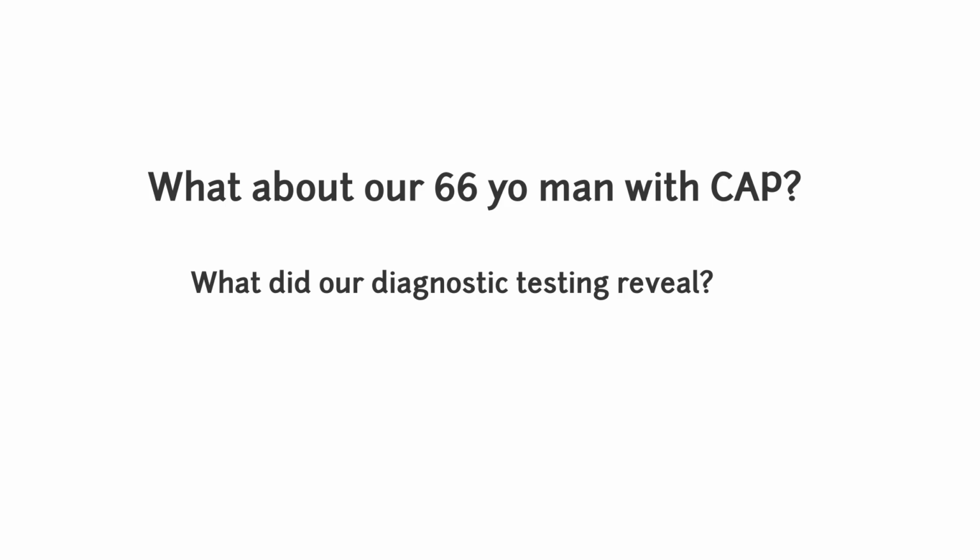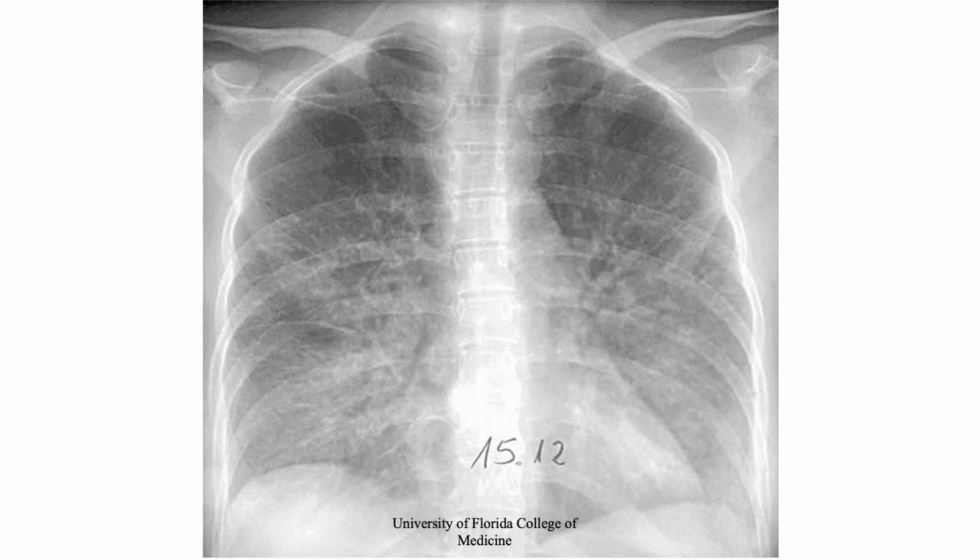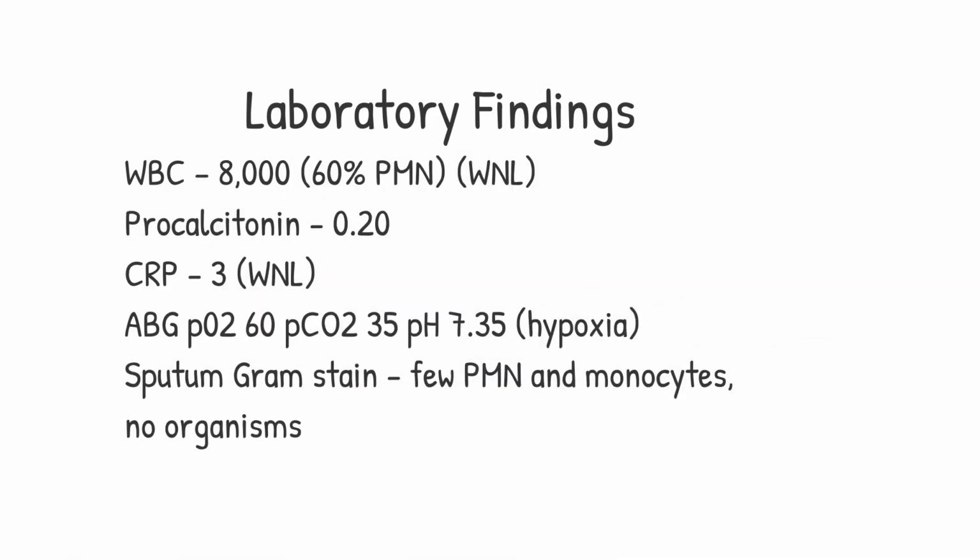Now let's return to our 66-year-old male patient. What were the results of his diagnostic workup? Here is his chest x-ray, laboratory findings, white blood cell count 8,000 with 60% PMNs. This is within normal limits. Procalcitonin 0.20, CRP 3 within normal limits. Arterial blood gas PO2 60, PCO2 35, pH 7.35, indicating he had hypoxia. Sputum gram stain showed a few PMNs and monocytes and no organisms.